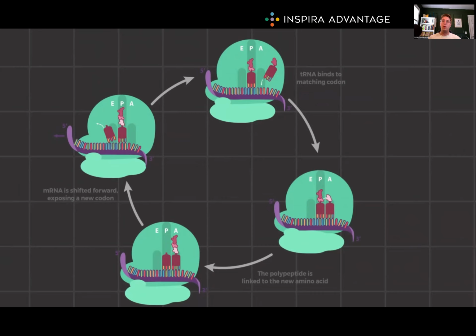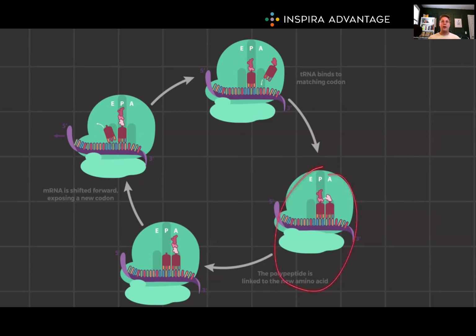Translation is the process by which mRNA sequence is used to synthesize a protein, or a peptide. This occurs in the cytoplasm on ribosomes. The steps involved in translation are, first, initiation again. So the small ribosomal subunit will bind mRNA near the start codon, which is AUG, and the initiator tRNA carrying methionine will bind to the start codon. So we always start with methionine.